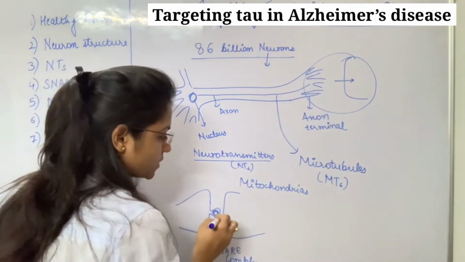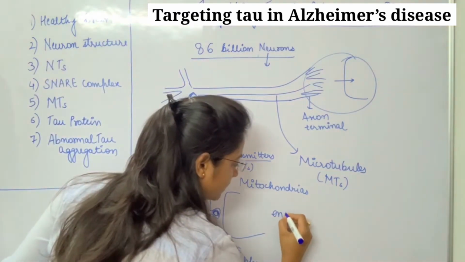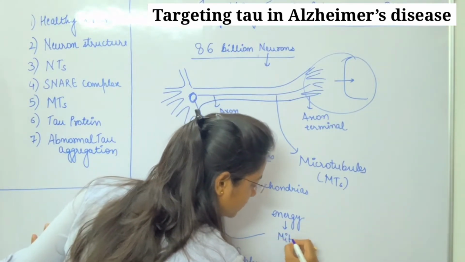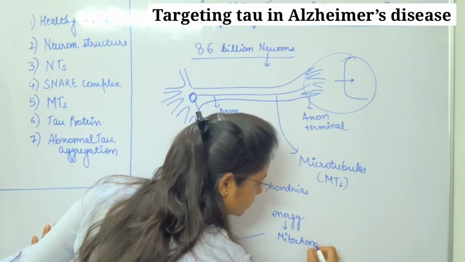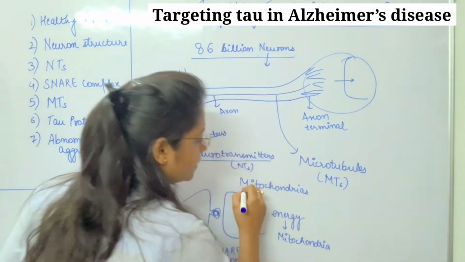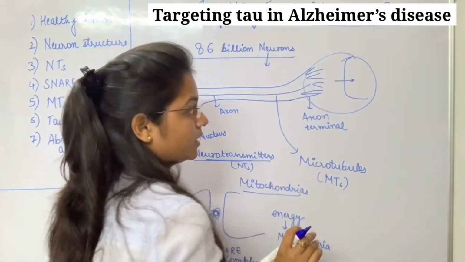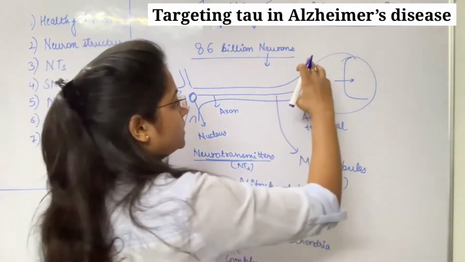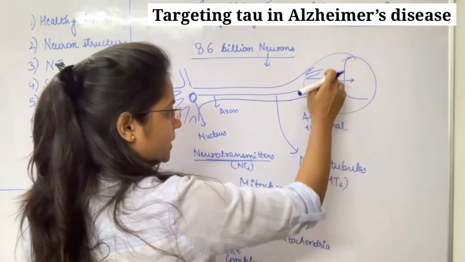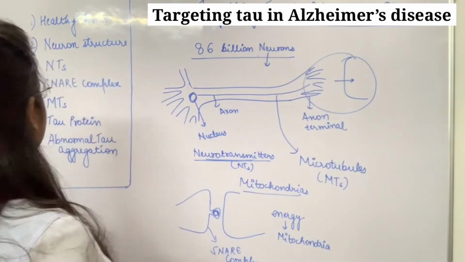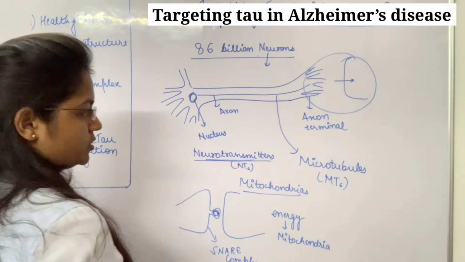This process is highly energy requiring, and this energy is provided by mitochondria. Due to this reason, these mitochondria along with neurotransmitters are transmitted to this particular end. Alright, now here the snare complex is present. This is about the snare complex. Next we will be discussing microtubule structure.